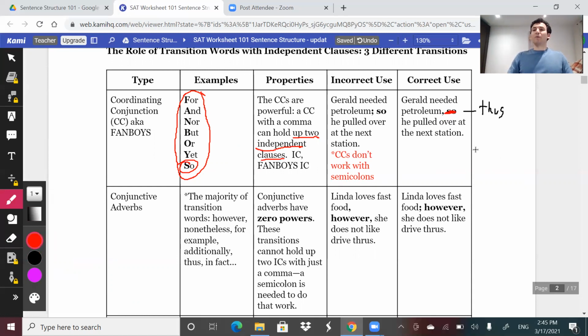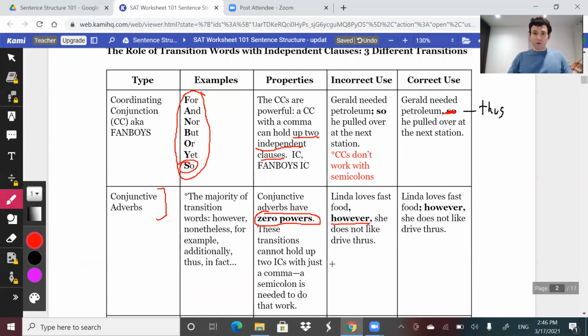And what I mean by run-of-the-mill transition words, I mean conjunctive adverbs. So these conjunctive adverbs, I mean pretty much any transition you can think of. There's a few here. However, nonetheless, for example, these conjunctive adverbs have 0 powers. Okay, they help smooth the transition between 2 parts of a sentence, but other than that, they don't do anything with independent clauses. So something you'll see that's entirely wrong is Linda loves fast food. However, she does not like drive-throughs. So this is a comma splice. With however, we're not holding up 2 independent clauses.